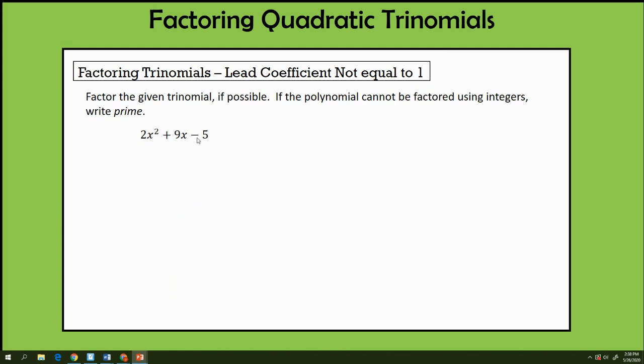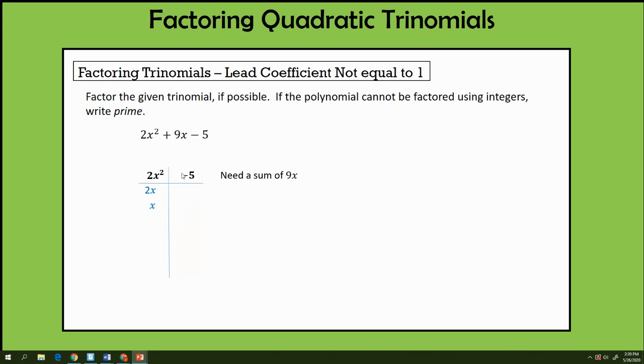2x squared plus 9x minus 5. First thing we look for is a GCF. Do we have a GCF? 2, 9, negative 5? We do not. So we'll set up our table and go to work. The nice part about this one, well, first of all, that's got to be a 9x, right? Our combination here has got to be a 9x. The nice thing about these numbers is the only way you're getting 2x squared is 2x times x, whether that's an x and that's a 2x or vice versa. This is your only combination.